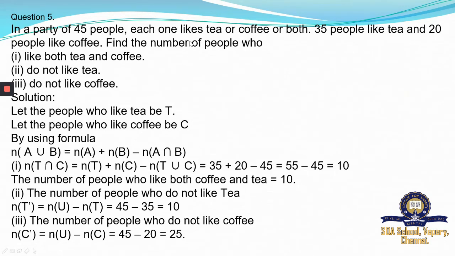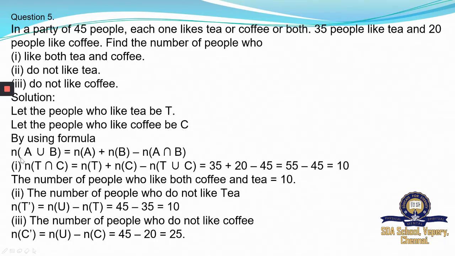In a party of 45 people, each one likes tea or coffee or both. 35 people like tea and 20 people like coffee. We have to find the number of people who like both tea and coffee, then who do not like tea, and then the ones who do not like coffee. Okay, first of all, let us represent the ones who like to drink tea with the capital letter T. Then the ones who like to drink coffee as C.